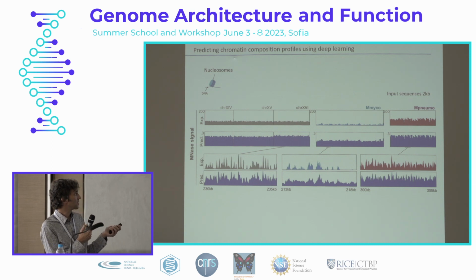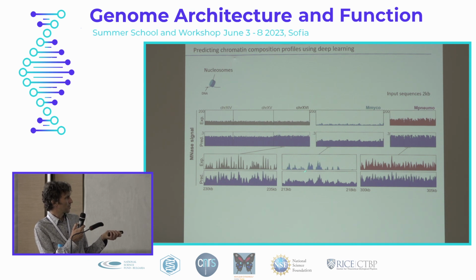This is the MNase-seq data. In gray, this is the yeast native chromosomes. In blue here, this is the prediction, and in gray again, this is the experimental data. That's the average, and this is a zoom in on the results. You can see that for yeast, the nucleosome positioning is well predicted by the model, which was published by Julien on bioRxiv quite recently.